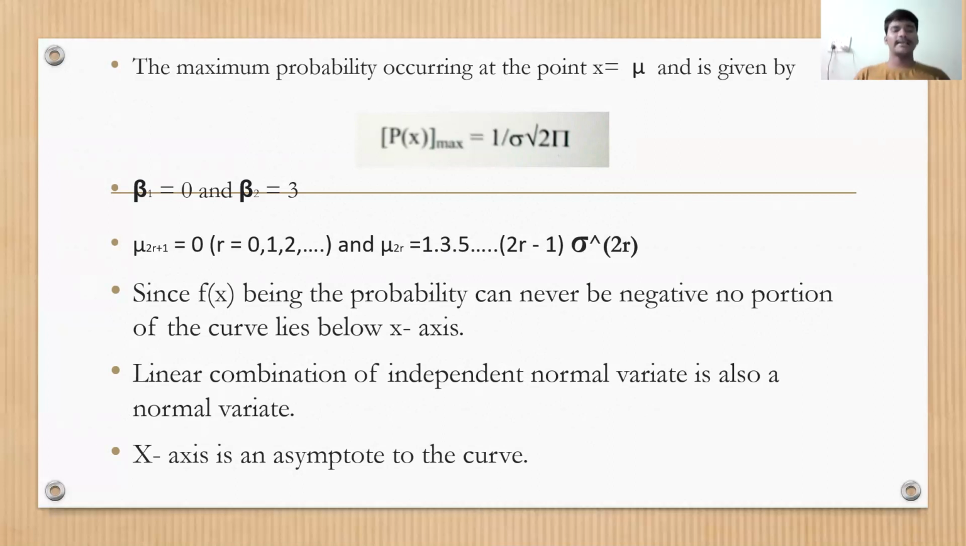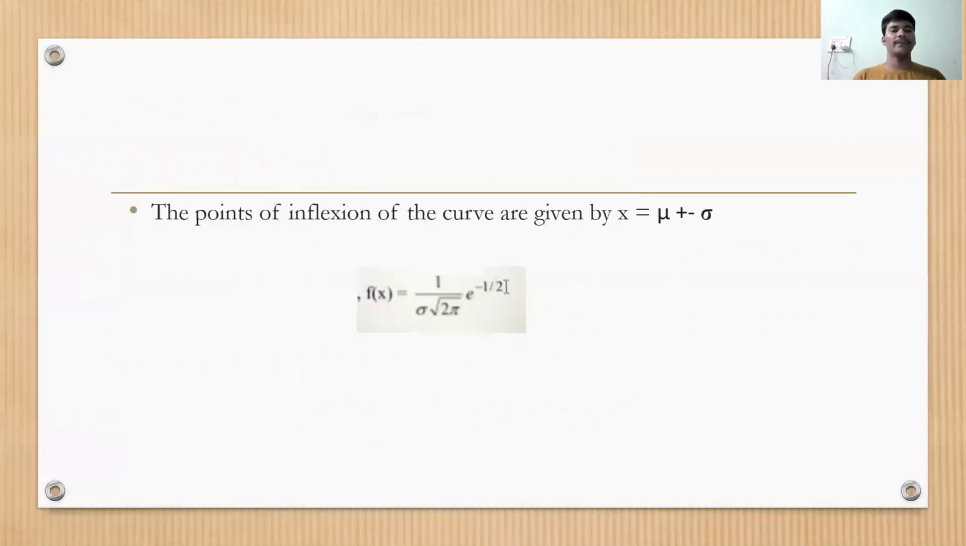Now the x-axis is an asymptote to the curve, as in the previous studies on asymptotes. Which curve? The f of x curve. The points of inflection of the curve are given by x equals mu plus or minus sigma, so that f of x is equal to 1 by sigma root 2 pi into e power minus 1 by 2.